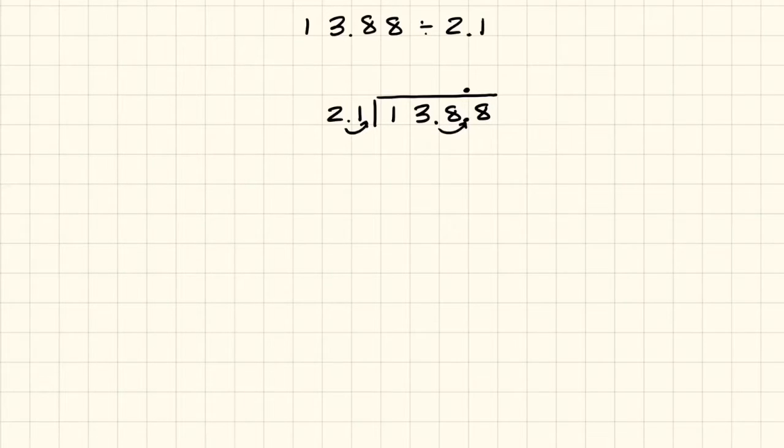So I'm going to start with the number 1 here. Can I get a group of 21 out of 1? And the answer is no, I cannot. So then I'm going to widen it to 13. Can I get a group of 21 out of 13? Once again, the answer is no. So I widen it to a third place. What about 21 out of 138? Finally, I have a number I can work with.